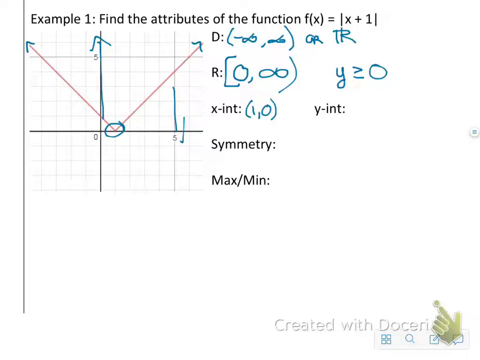Doesn't touch anywhere else, so we only have to include that one. The y-axis is over there. Well, that's a point. Again, it's only touching once or crossing once, and that's the point 0, 1. Now for symmetry, we want to be able to cut this thing in half. And that cutting in half, that's going to be right here.